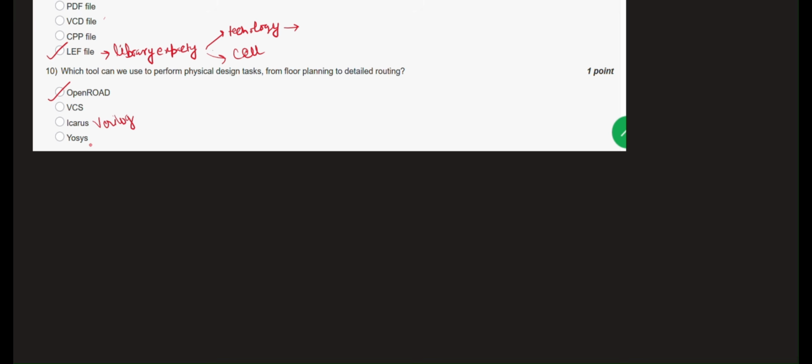And Yosys is used to get the gate level netlist for the given RTL code that I have written. So this is the thing. So the correct option is OpenROAD.